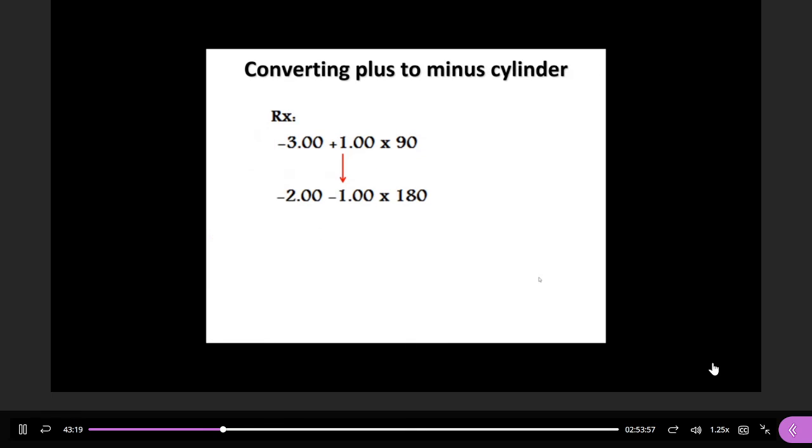So what does it look like? Here, first, the spherical power changes to this one, spherical plus to this, right?